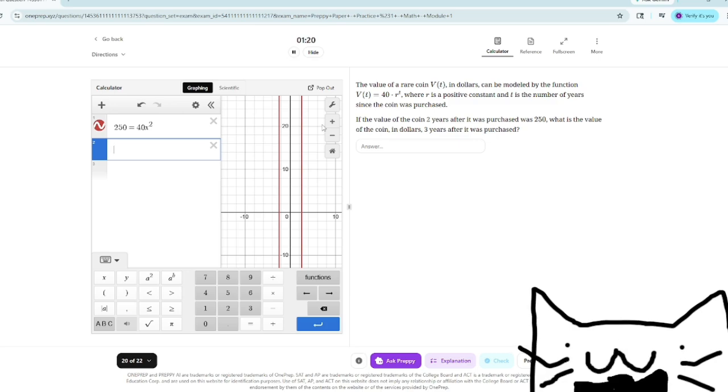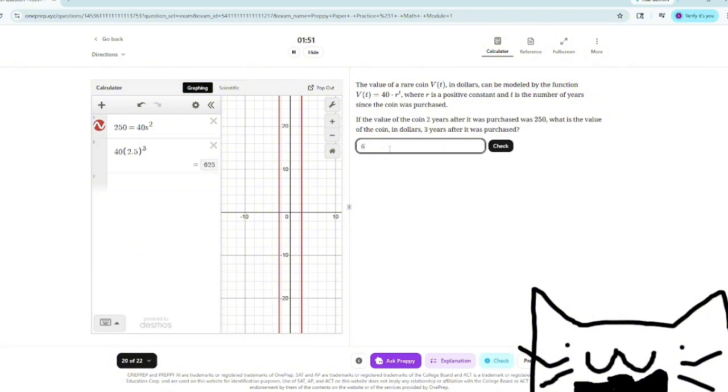So let's find r. We could honestly just find r by plugging in random numbers. Since we have x already, we just do this, and then 4. Oh, shoot, 3, right? Or 2, 2.5. And then after 3 years, cube it, 625.